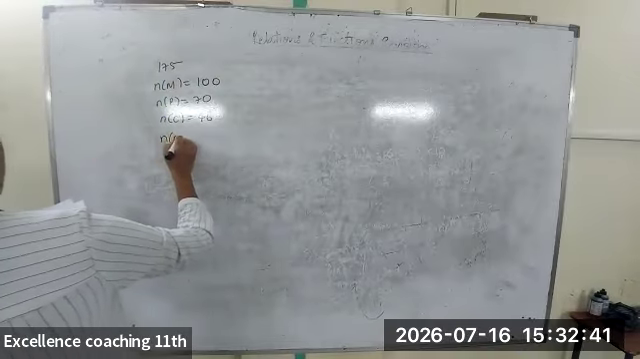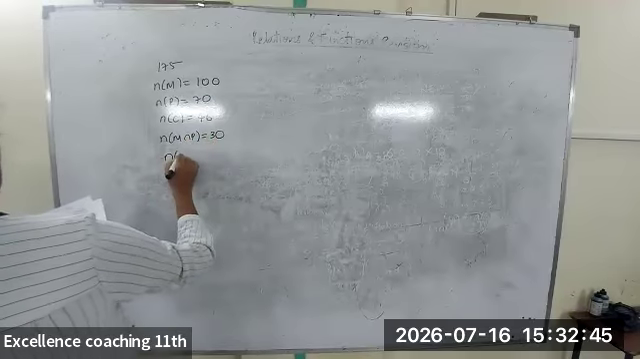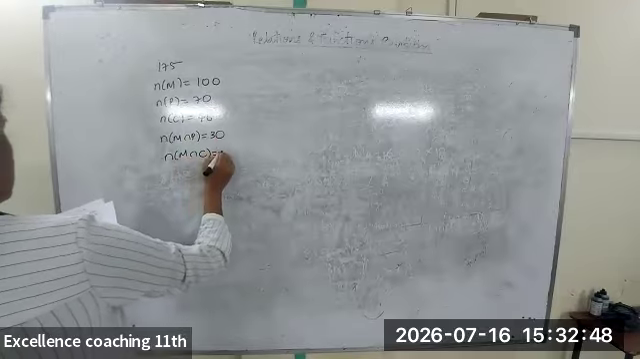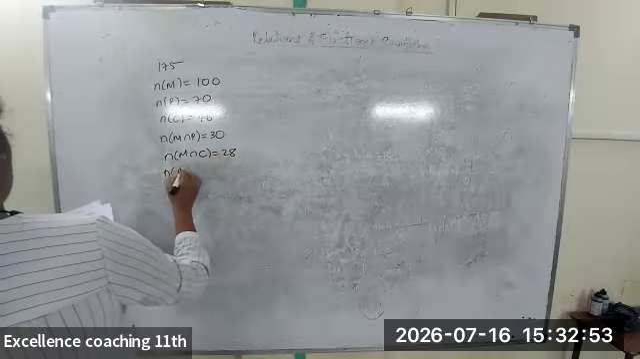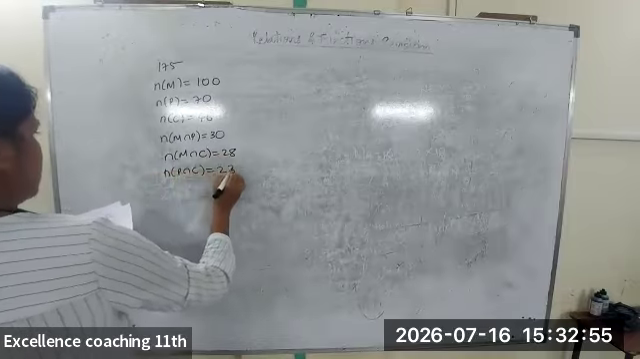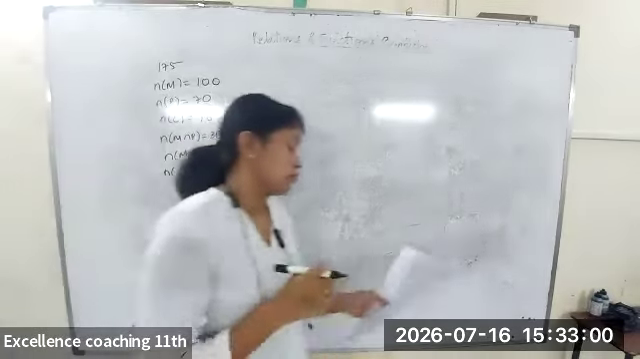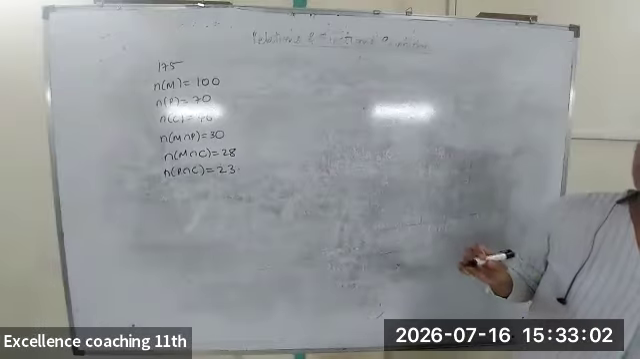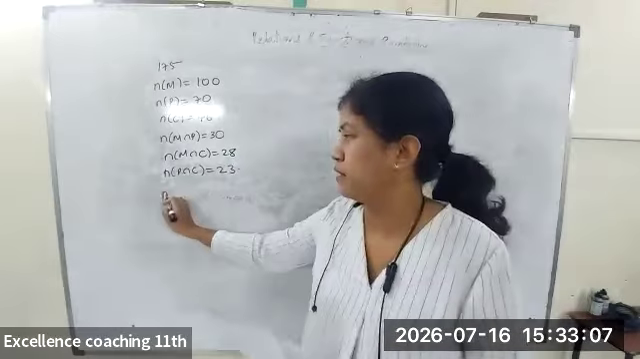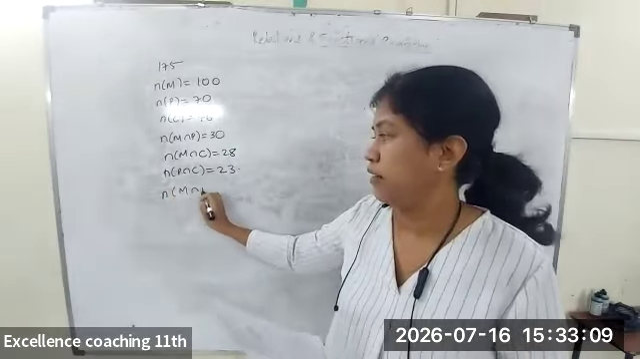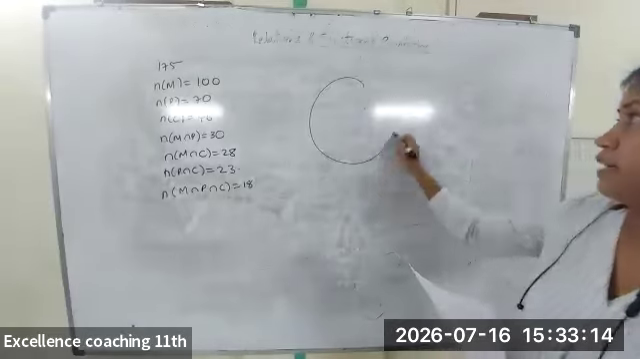Maths and physics, it is 30. Maths and chemistry, it is 28. And physics and chemistry, it is 22. And all three, maths and physics and chemistry, are 18. Now, first thing we have to draw the Venn diagram.